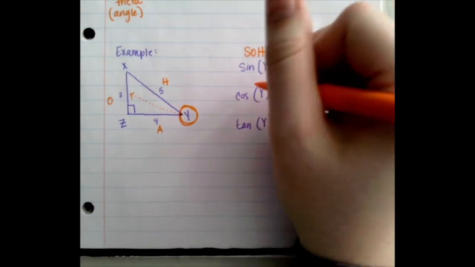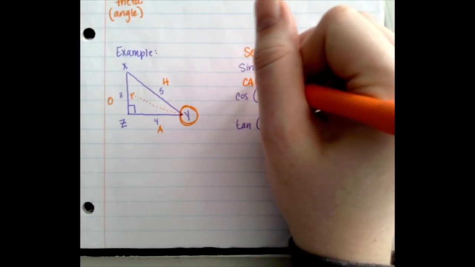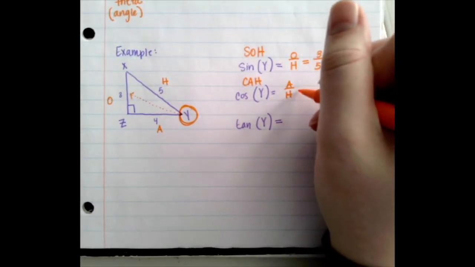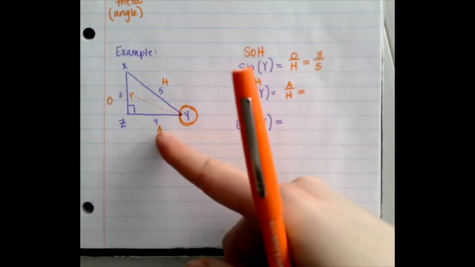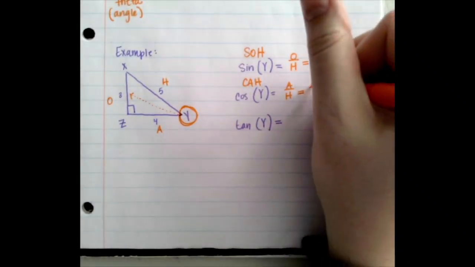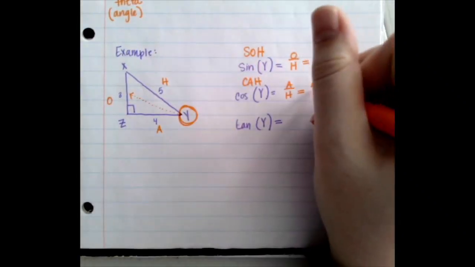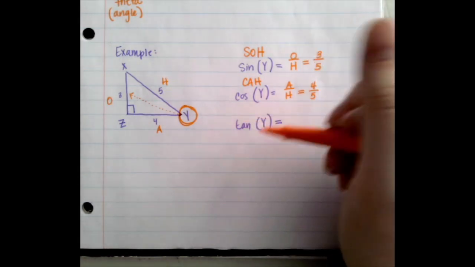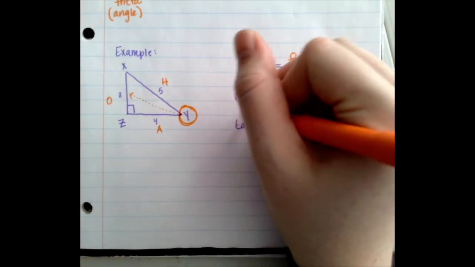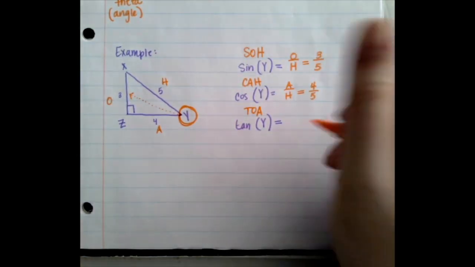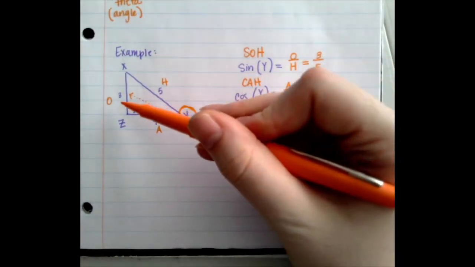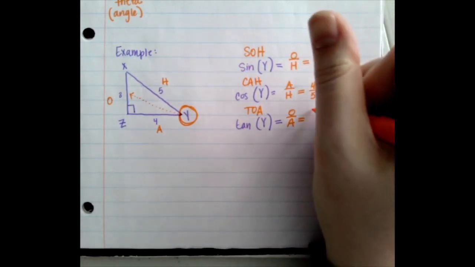So next one is cosine. That's the CAH part. So we have A over H this time. A is 4. My H is still 5. So I have 4/5. And lastly, my tangent is my TOA part, which is opposite over adjacent, which is 3 over 4.